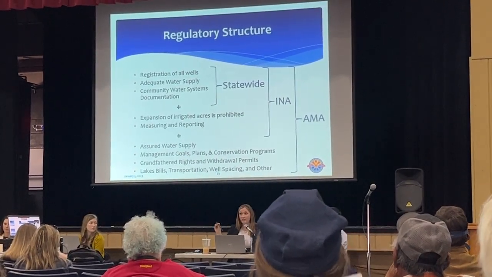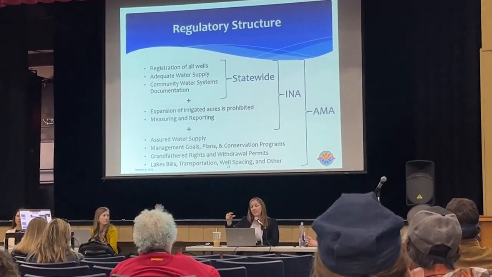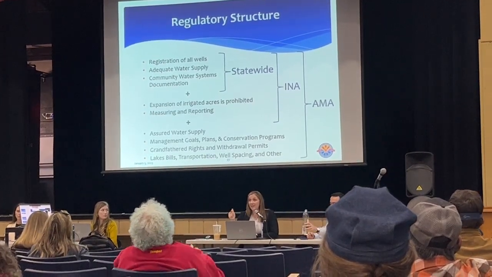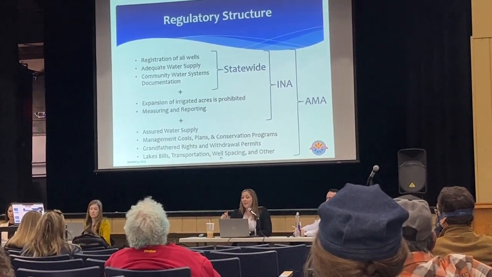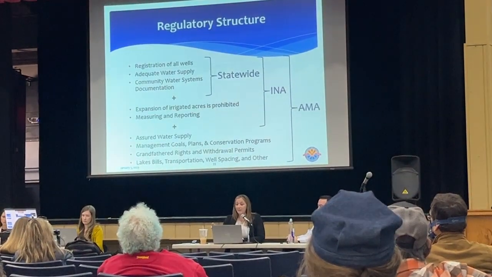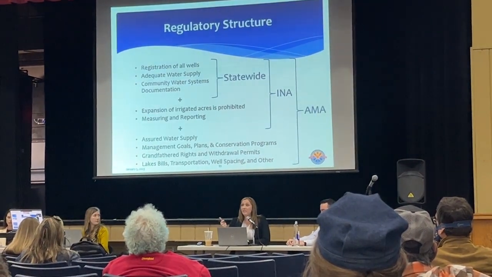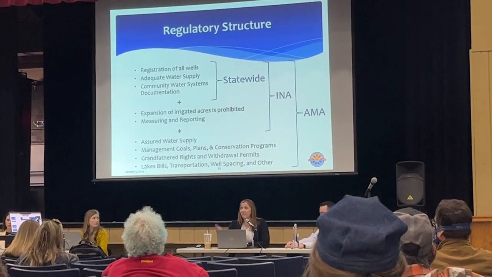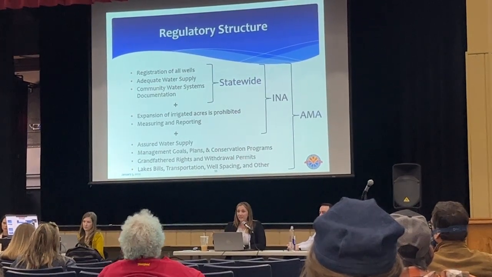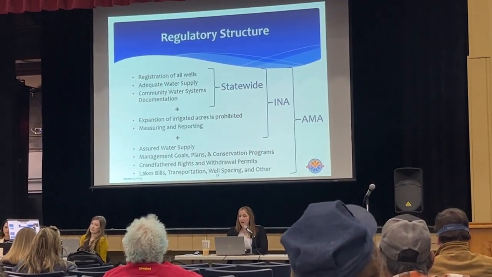There is additional regulation in an INA. Again, it's additive, so the statewide requirements apply, and then the INA requirements apply. So in an INA, an irrigation non-expansion area, the expansion of irrigated acres is prohibited, so it's just what it sounds like. In addition, as many of you know, there is metering and reporting required for many users in an INA. An AMA, again, is additive, so there's additional requirements on top of what is required in an INA.